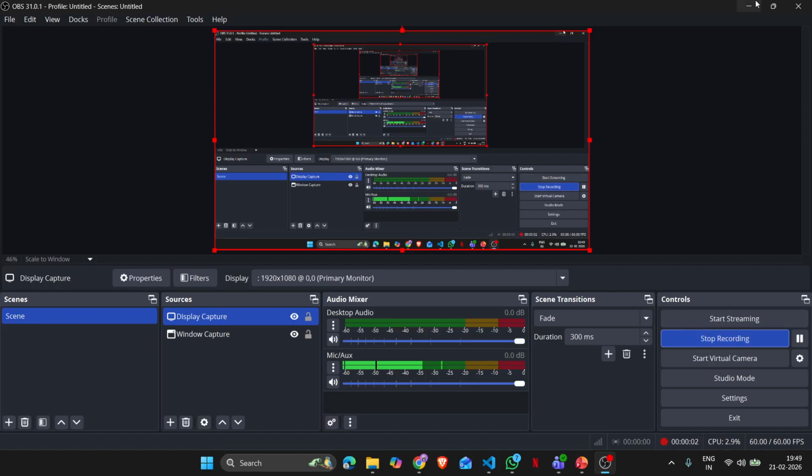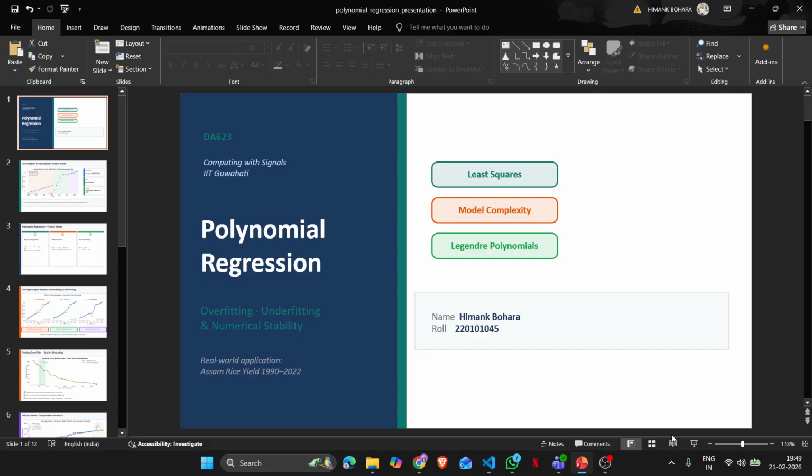Hello everyone, this is Himang Bora, and today I would be explaining polynomial regression and the problem of overfitting versus underfitting, and consequently we'll talk about numerical stability, that is, choosing Legendre's polynomial or orthogonal basis versus the monomial basis. For the purpose of explaining this, I have picked a real world application, that is the prediction of average yield of rice for the state of Assam.